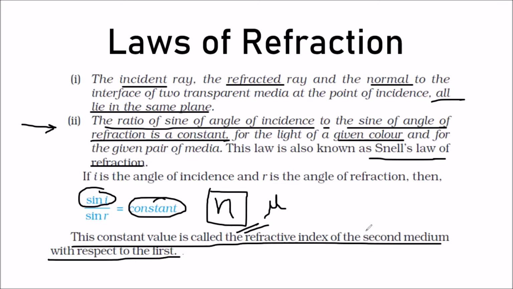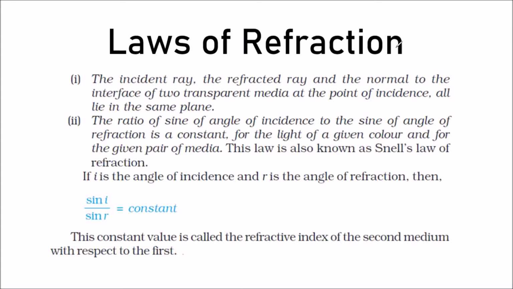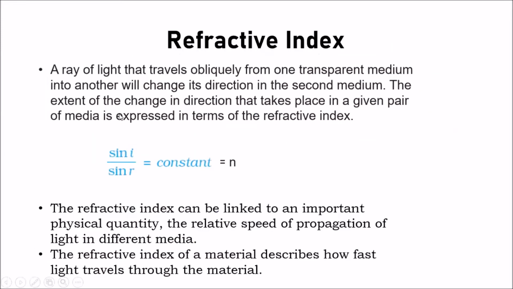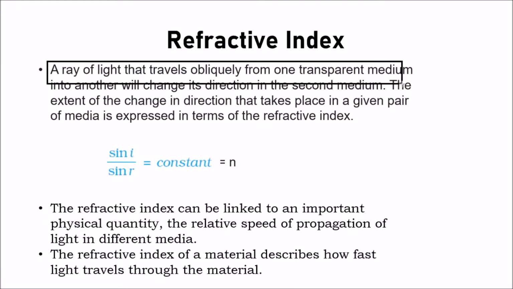Now, this phrase, second medium with respect to first medium, is very important, because if you interchange it, the meaning changes and the values also change. So let's go into detail about what exactly refractive index is. There are certain terms written here: a ray of light that travels obliquely from one transparent medium into another will change its direction in such a medium.